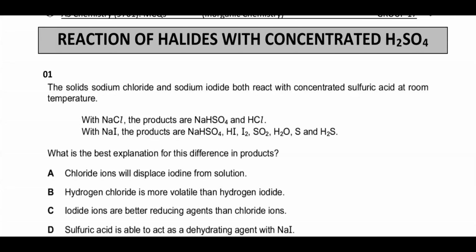Option A, chlorine ions will displace iodine from solution. They are not in the same solution. B, हाइड्रोजन क्लोराइड इज मोर वोलेटाइल देन हाइड्रोजन आयोडाइड. वोलेटिलिटी का रिएक्शन से ताल्लुक नहीं है यहाँ पे. C, iodide ions are better reducing agent than chloride ions. Oxidizing power decreases down the group, therefore reducing power increases. तो ये स्टेटमेंट सही है.